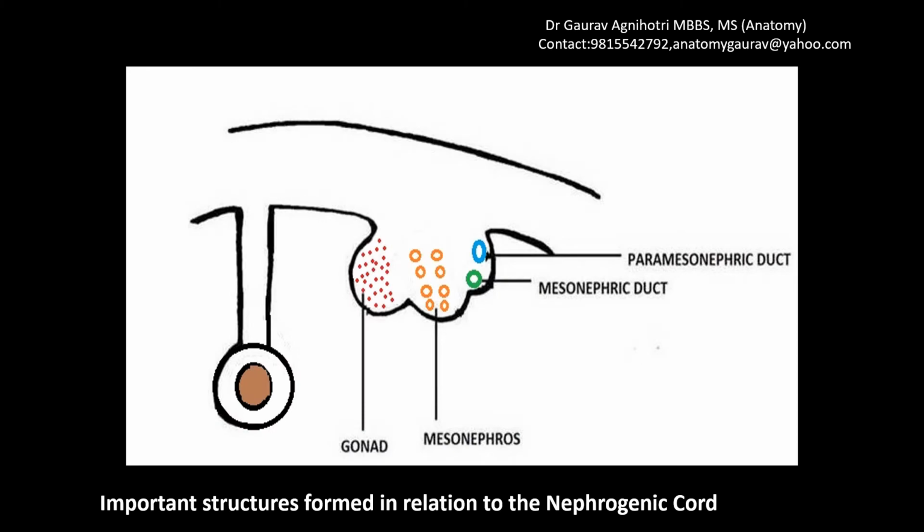From medial to lateral side, the following structures are formed in relation to the nephrogenic cord. They are the developing gonad, the developing kidney, the mesonephric duct, and the paramesonephric duct.